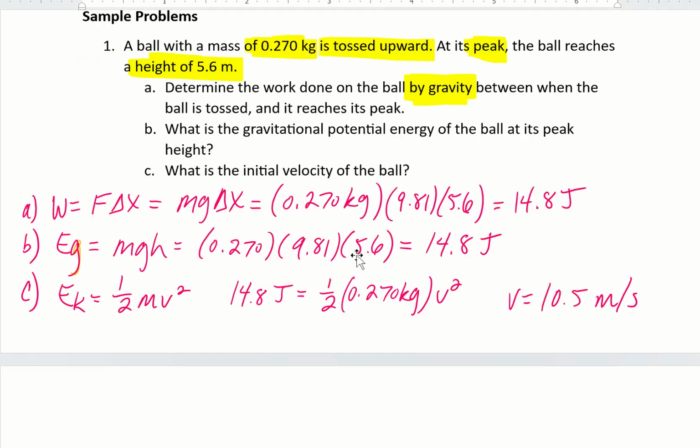In the case of this problem, if I have 14.8 joules of potential energy when the ball is at its peak, then my kinetic energy cannot exceed that. It has to be 14.8 joules, because when it reaches, or when it starts at a height of 0, then all of the energy is kinetic.